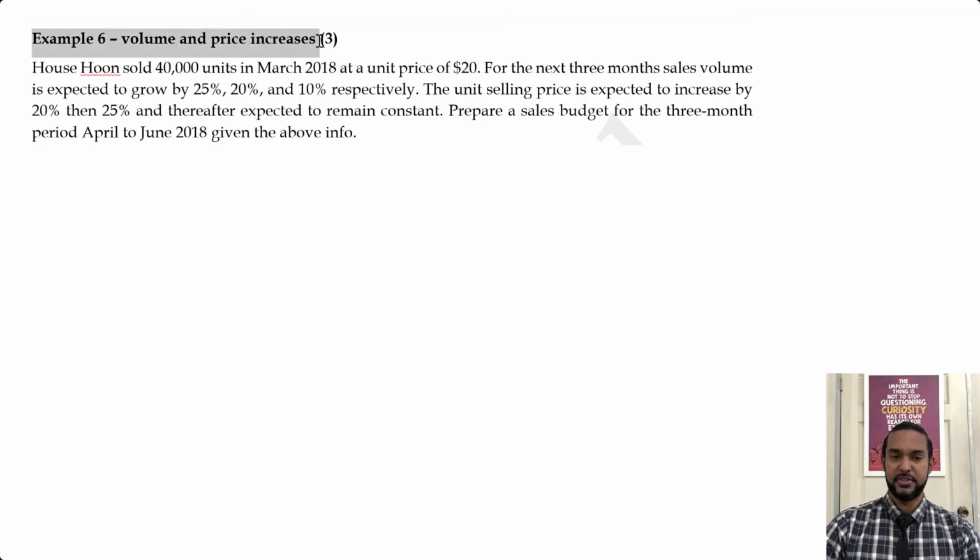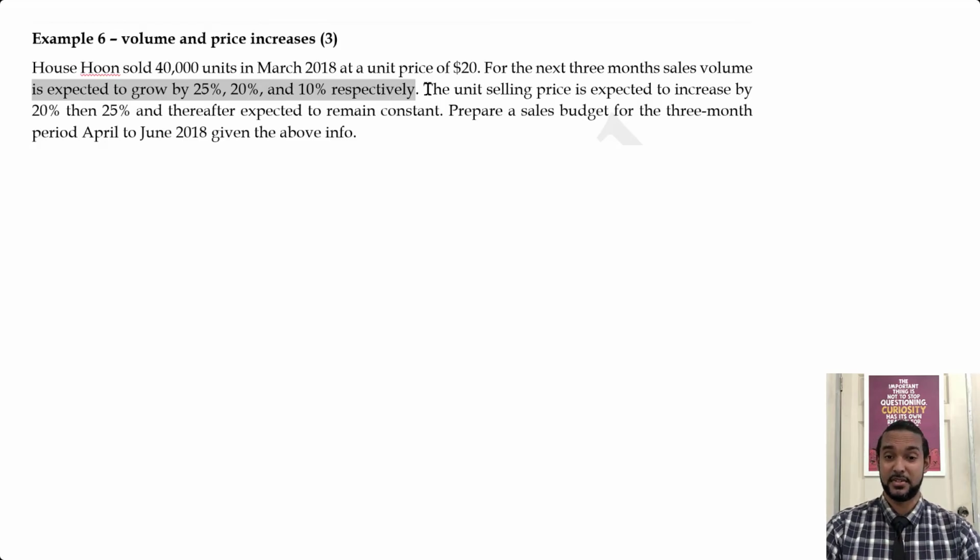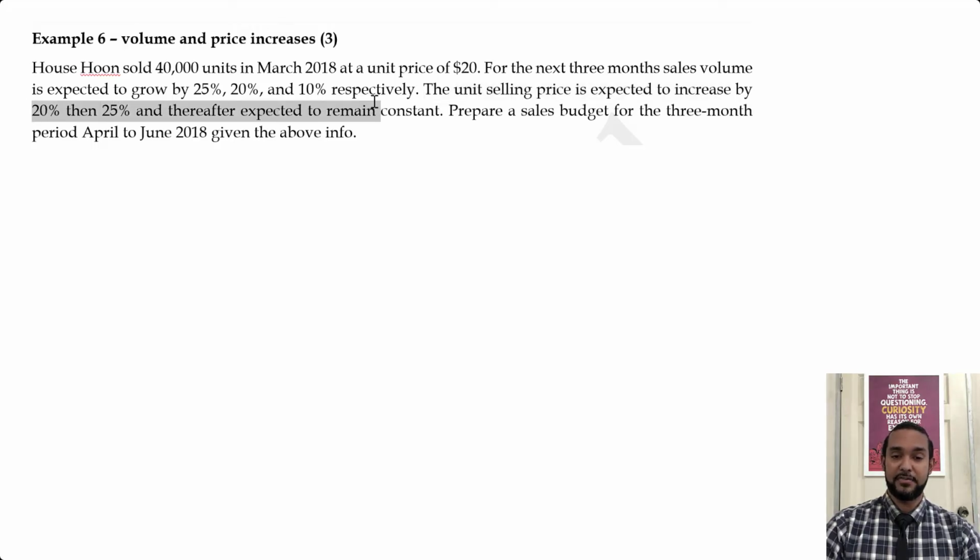Okay, so it says example 6, volume and price increases 3. How soon sold 40,000 units in March 2018 at a unit price of $20? Okay, for the next 3 months, sales volume is expected to grow by 25%, 20%, and 10% respectively. So we have 3 different percentages. The unit selling price is expected to increase by 20%, then 25%, and thereafter expected to remain constant. Prepare the sales budget for the 3-month period, April to June 2018.